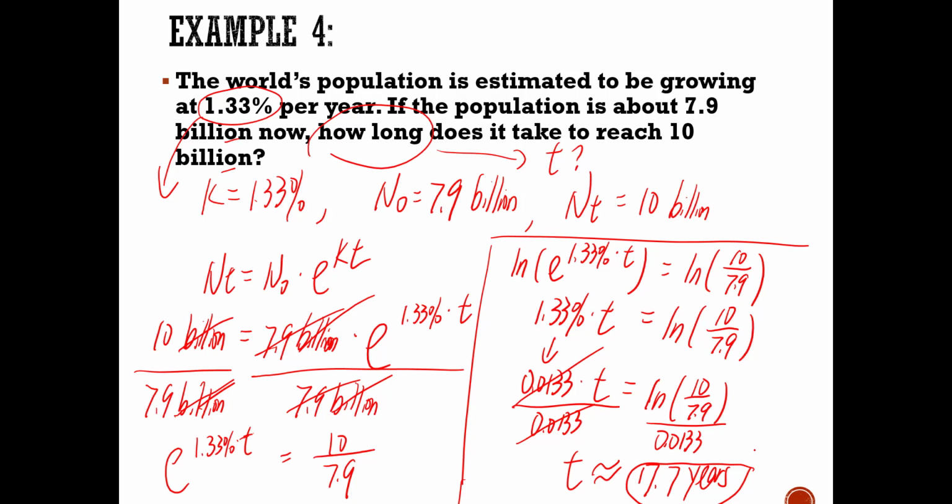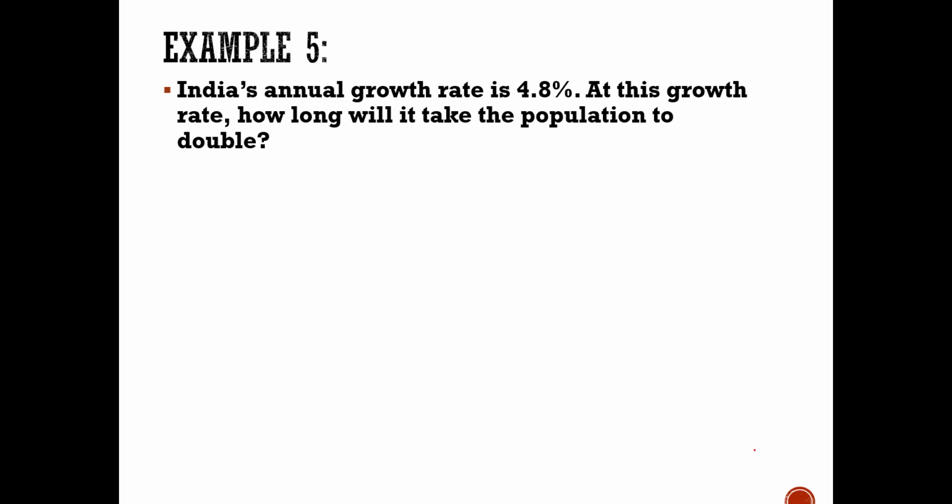So this is solving for time t. Basically, we're looking at each one of these scenarios and solving for a different variable. Example 5: India's annual growth rate is 4.8%. At this growth rate, how long does it take the population to double? This is what we call the doubling problem, because they're talking about doubling the population. And again, how long? That's time t, so we're solving for time t.